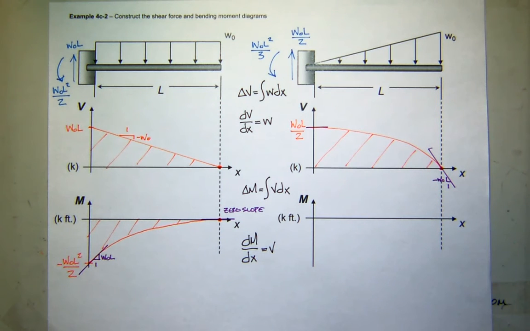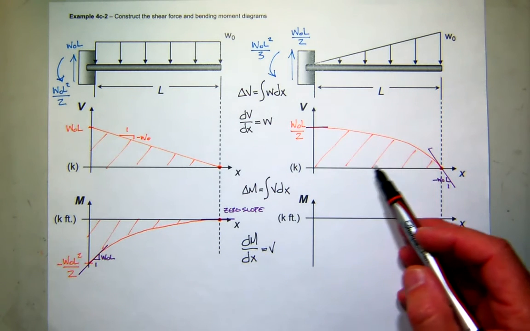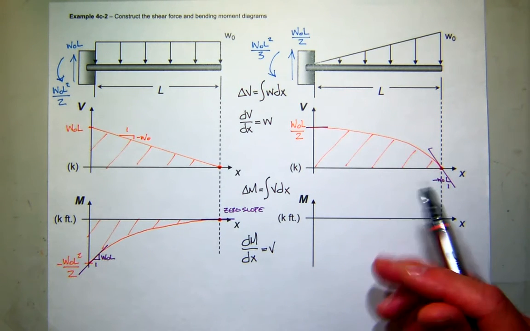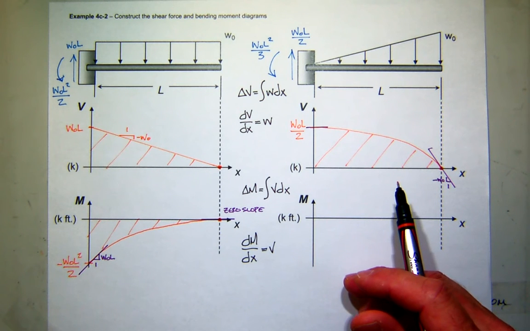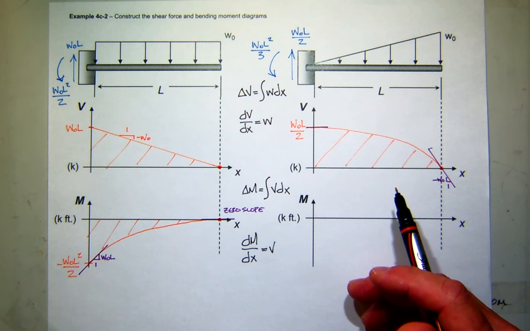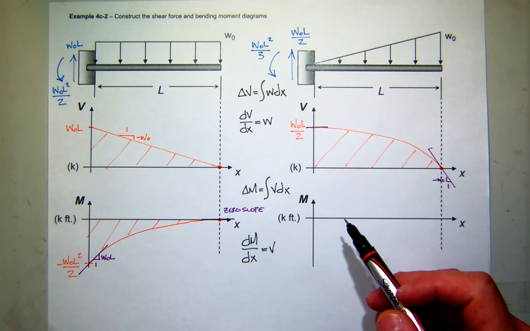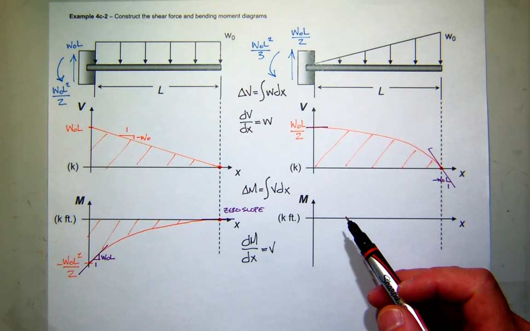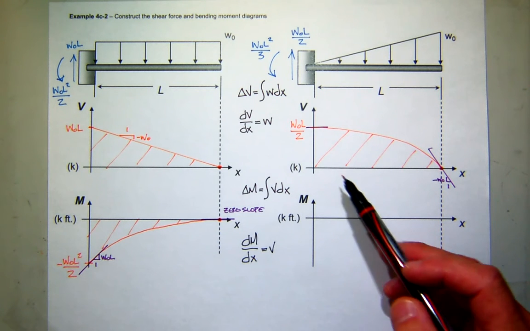What's the maximum shear in the beam? W naught L over 2, and where does it occur? At the cantilever. What kind of shape is that? It's a half of a parabola, exactly. If you look in the back of your book, there's a formula for the area of half a parabola. It's 2/3 base times height. So I can easily calculate the area of that.